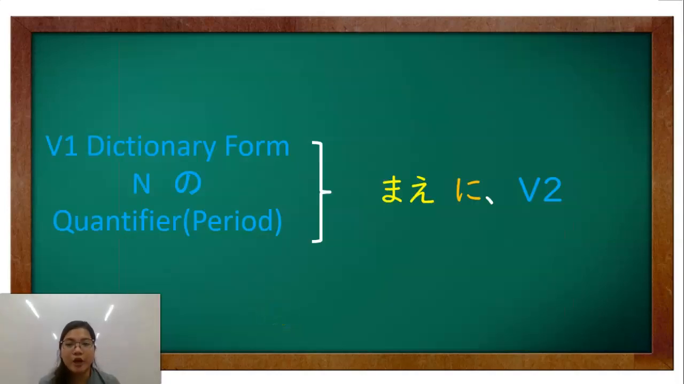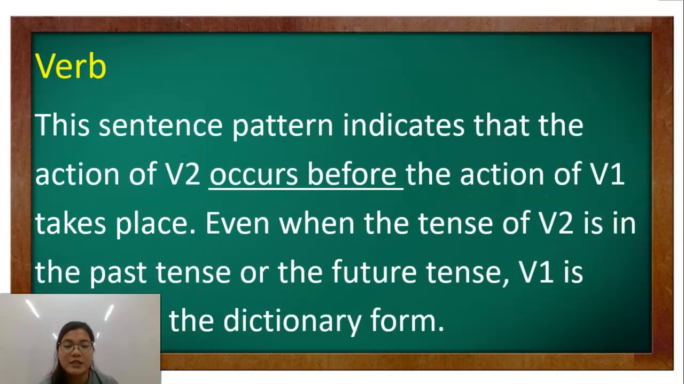This pattern is the verb dictionary form mae ni, verb 2, or noun no mae ni, verb 2, or quantifier period mae ni, verb 2. Okay, so let's start from verb dictionary form mae ni, verb 2. When you use verb, this sentence pattern indicates that the action of verb 2 occurs before the action of verb 1 takes place. So, before mo ginawa si verb 1, ginawa mo na si verb 2.